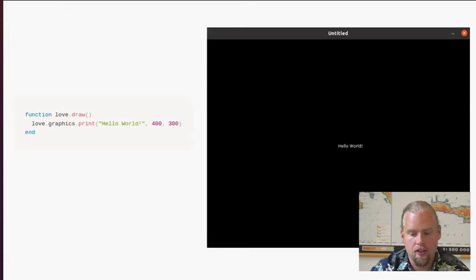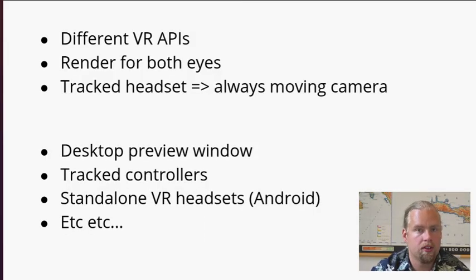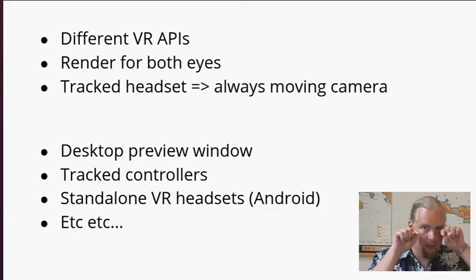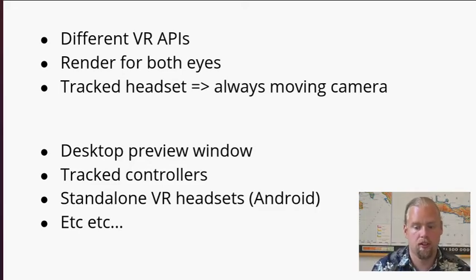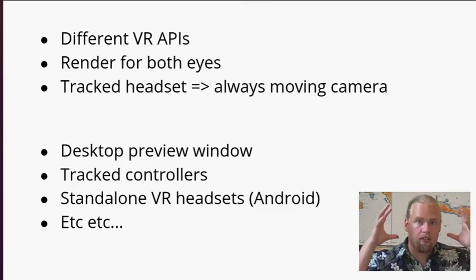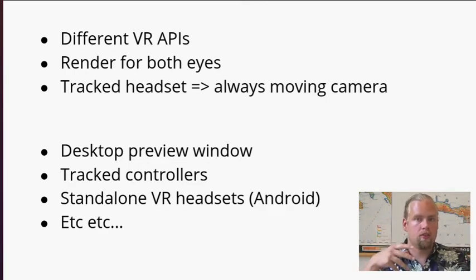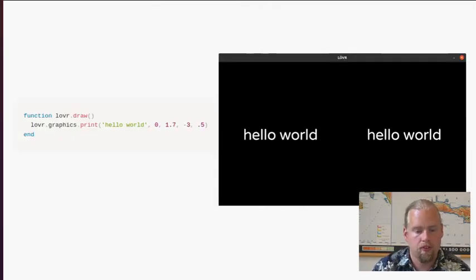LÖVR takes this to the next level because coding for VR is actually pretty difficult, even if you have something like Unity or Unreal. There's a bunch of different headsets, and they all have different APIs. You're rendering from two different perspectives, like you have two eyes, you need two different perspectives. The headset itself is tracked and moves around, and that moves your in-world camera, and you need to keep track of that. And just a bunch of different stuff. So the same example in LÖVR is also just three lines.